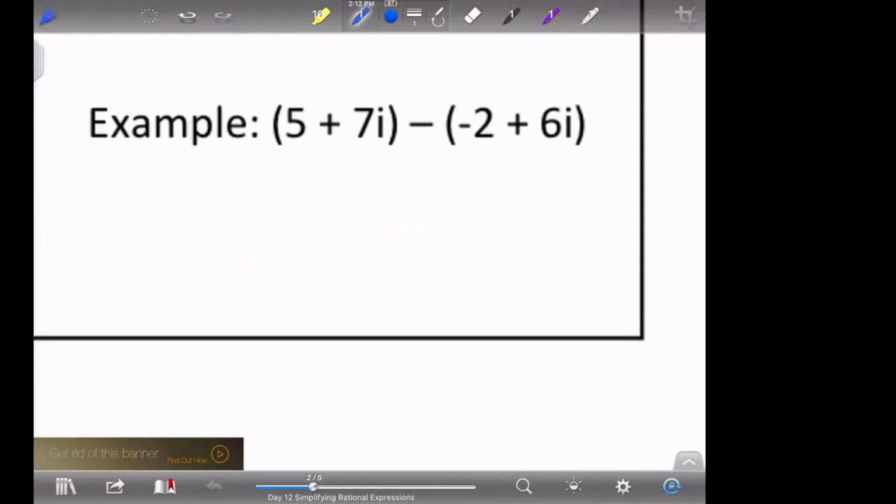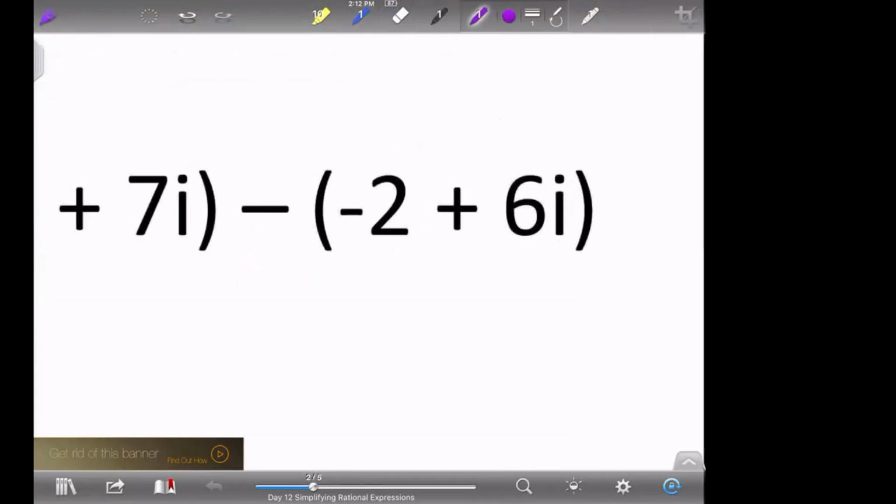Over here on the right-hand side, we have subtraction. So really the only thing that's changed is the minus sign in the middle. So I always tell my students here, we don't want to leave that minus sign. We want to get rid of it by distributing it. When we distribute it, all the signs in that second set of parentheses are going to change. So now we have a +2 and a -6i.